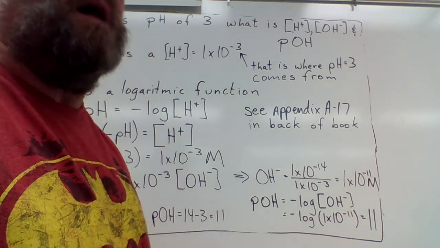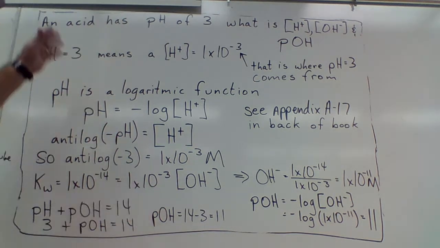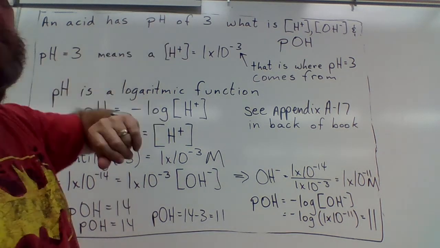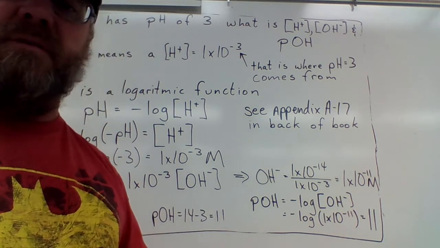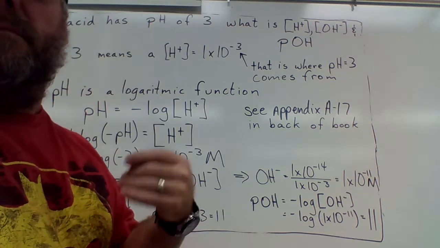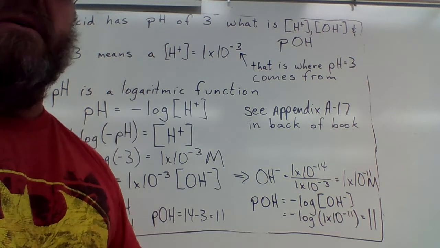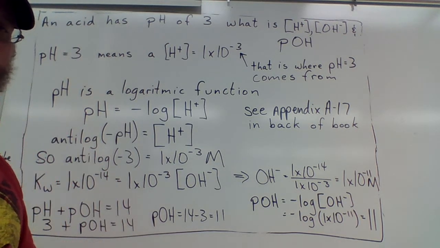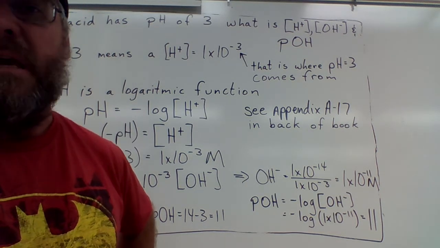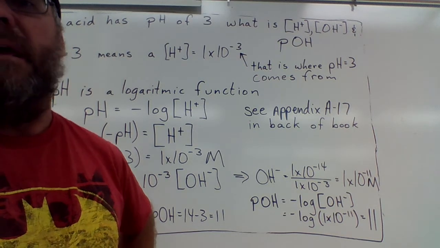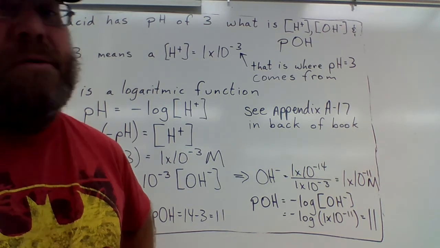Well, the type of problem you're going to run into is, let's say you're given a solution of an acid with a pH of 3. Okay, so what would be the H plus hydrogen ion concentration, the OH minus hydroxide ion concentration, and the pOH for this particular type of acid? Well, I could literally change the number. I could make this pOH of 3. You could do a number of things with this type of problem. I'm going to give you one example.